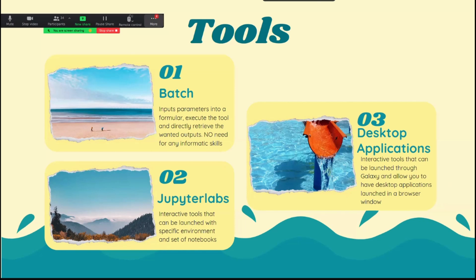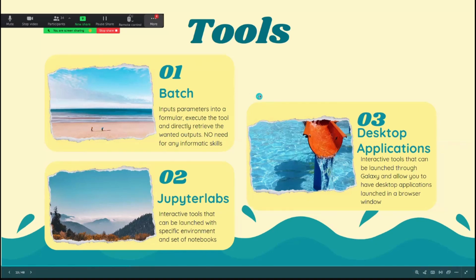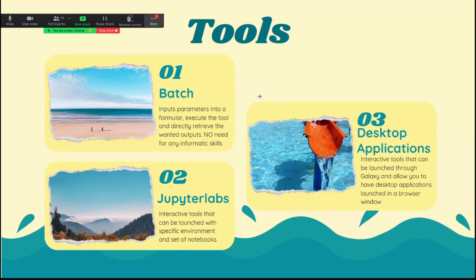So we talked about the tools in Galaxy. Tools are actually of different kinds. You can have batch tools, which will be scripts, like in Python, in R, in Java, any kind of informatic language, that can go into Galaxy. And the batch tool will have a form where the user can directly input their parameters and just run the tool without having to have any knowledge in informatics. It's really an easy to use tool.